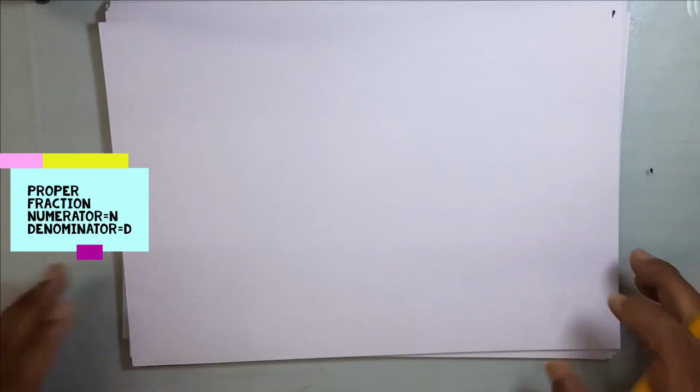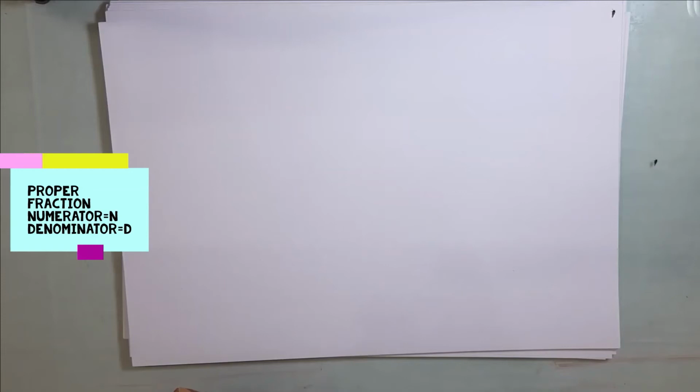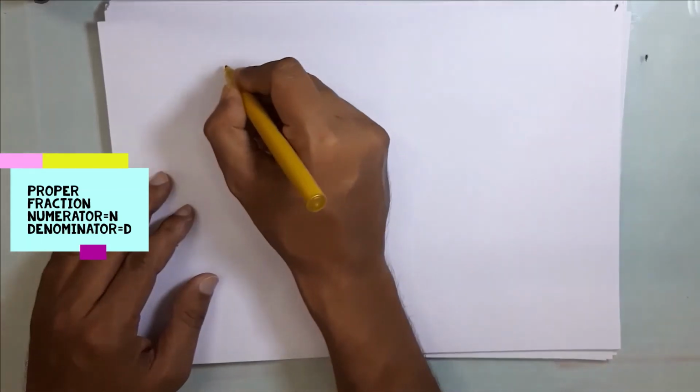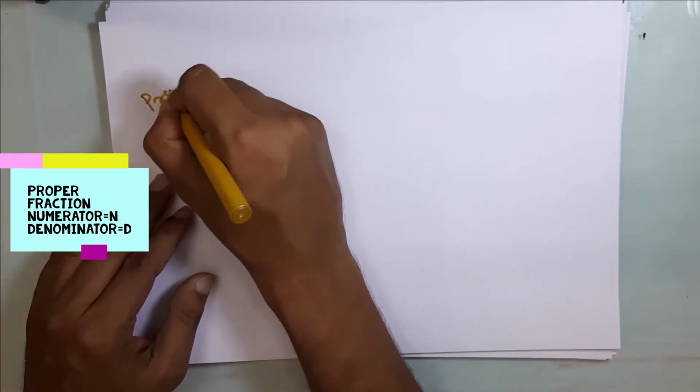Now proper fraction. So we know the definition of proper fraction. The fraction with numerator less than its denominator are called proper fractions. So normally again we'll come back to the example. So we'll talk about proper fraction.